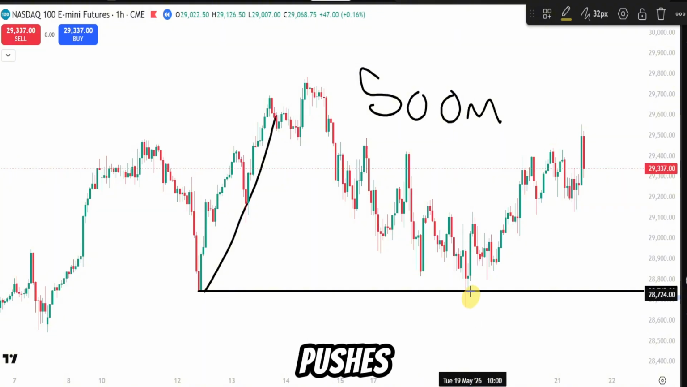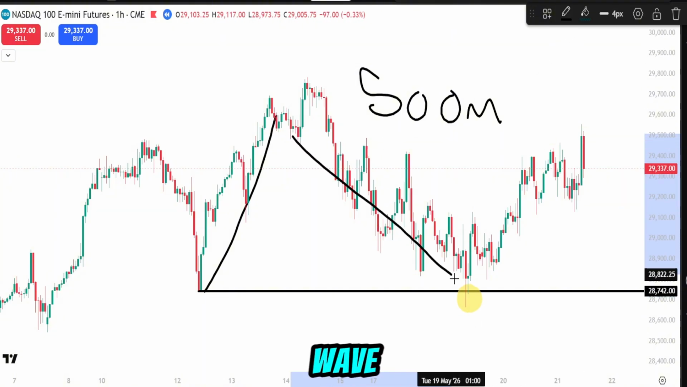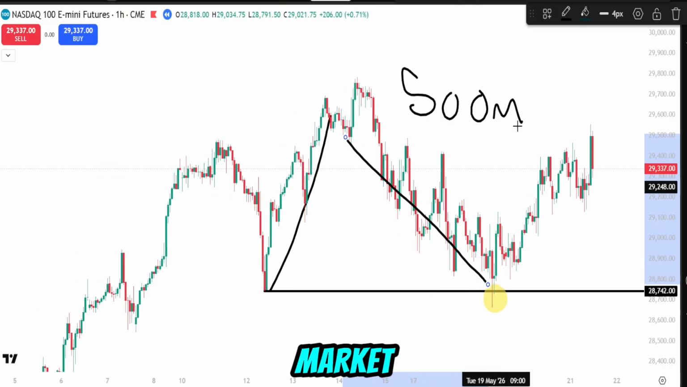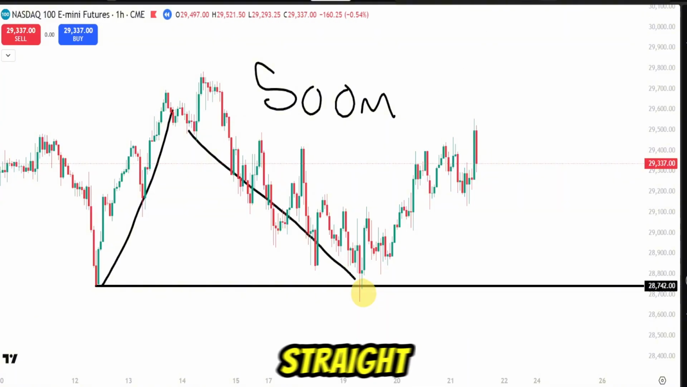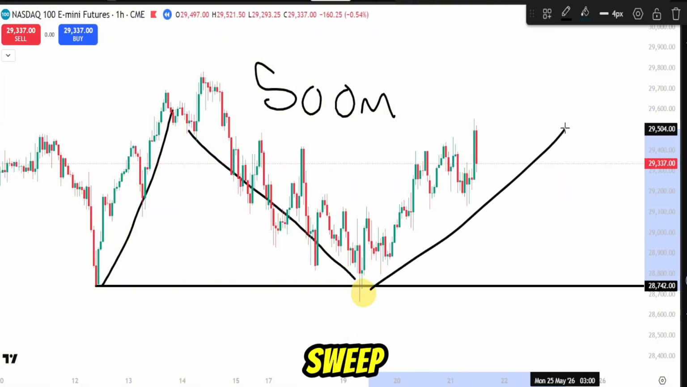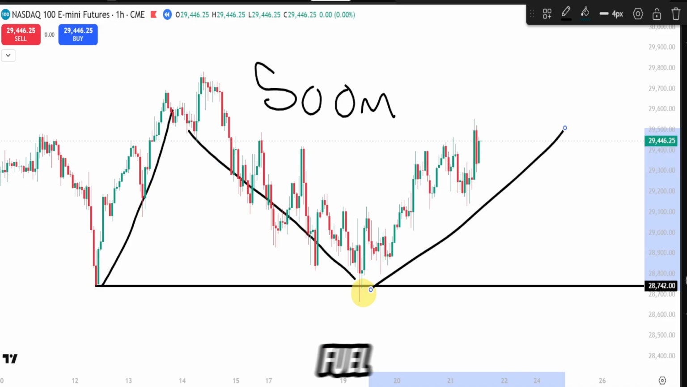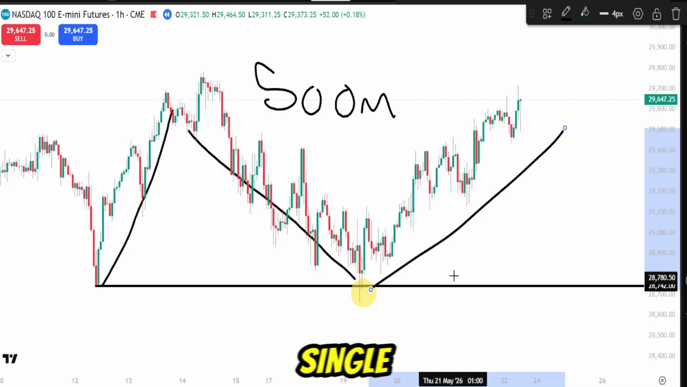So the whale pushes price down just below that level. Every stop loss triggers. A wave of sell orders floods the market. The whale absorbs every single one of them, and then price reverses straight back up. That's a liquidity sweep. The whale used your stop loss as fuel to get into their position, and this happens every single day on every single market.